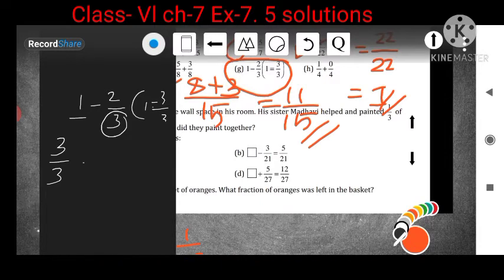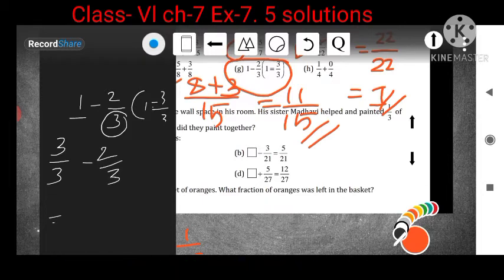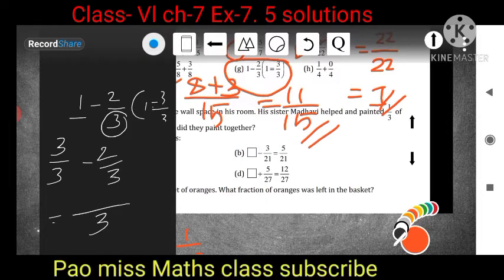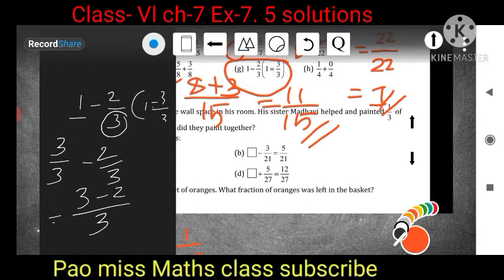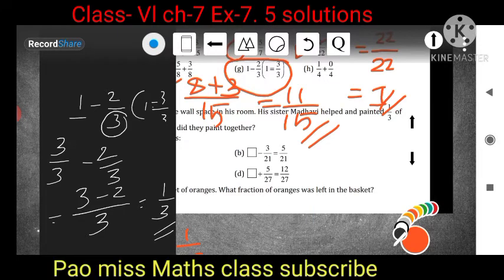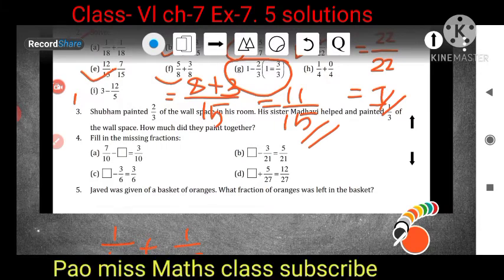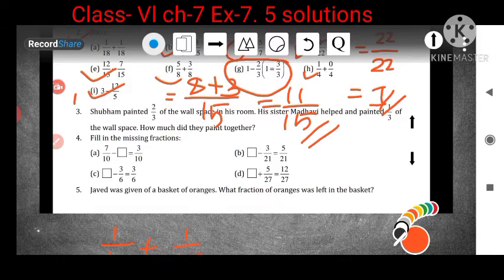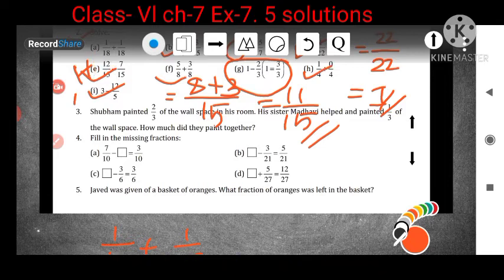Okay, now 3 upon 3 minus 2 upon 3. Now this is very simple. The denominator will be 3 and the numerator will be 3 minus 2. So 3 minus 2 is equal to 1 upon 3. So the answer for G is 1 upon 3. In this way you will solve the remaining questions also. So H, I, these are all homework. The remaining questions will be your homework.